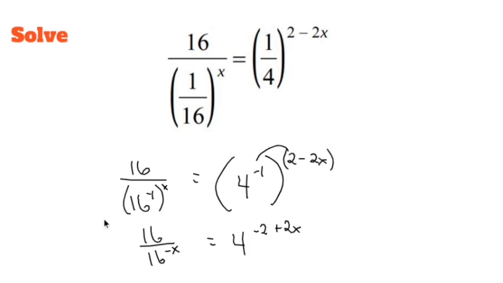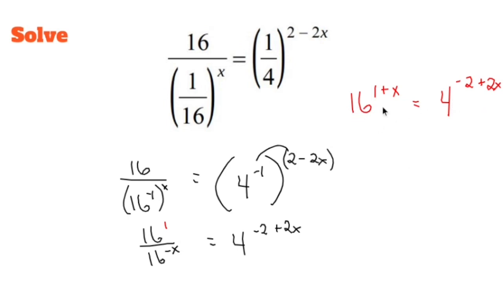Now, I'm going to put an imaginary 1 here. Why? If I have 16 to the stuff over 16 to the stuff, when it's division, you subtract the exponents. So invisible 1 minus negative x lets me rewrite this as 16 to the 1 plus x. That is still going to be equal to, nothing changes here, not yet, 4 to the negative 2 plus 2x.